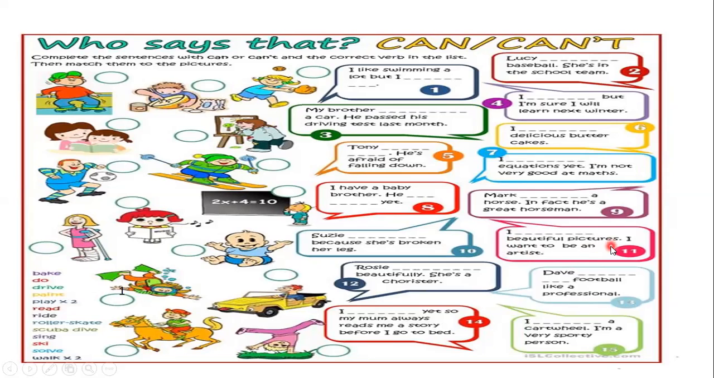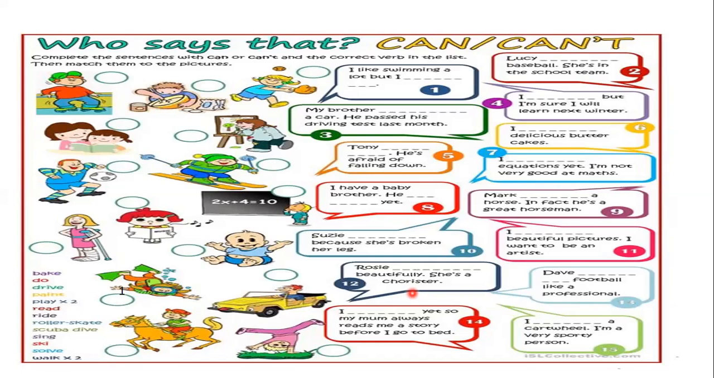I paint beautiful pictures. I want to be an artist. Okay. So maybe we are talking about this person, right? And maybe the verb is paint. Yes. I can paint beautiful pictures. I want to be an artist. Excellent. Number 12.